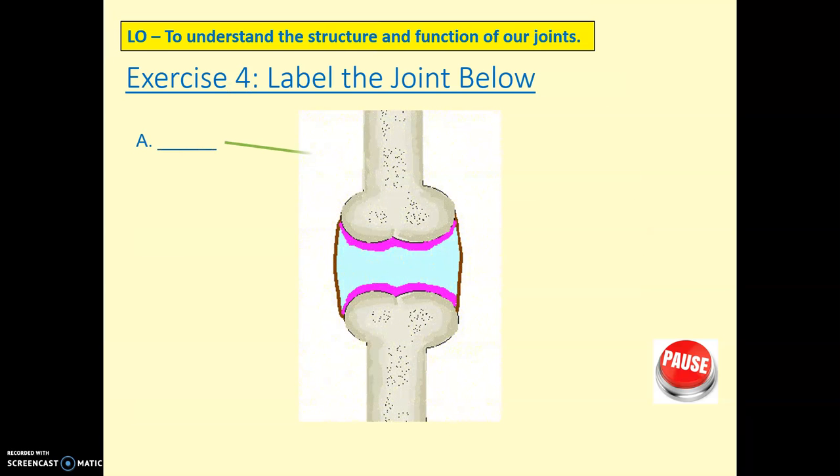Okay. So, a simple diagram here of a joint. Simply label them, A, B, C, D, in the margin. Can you label them with what they are? So A, B, C, D. I'm going to give you 1 minute for that. So in the margin, A, B, C, D, 1 minute, go.